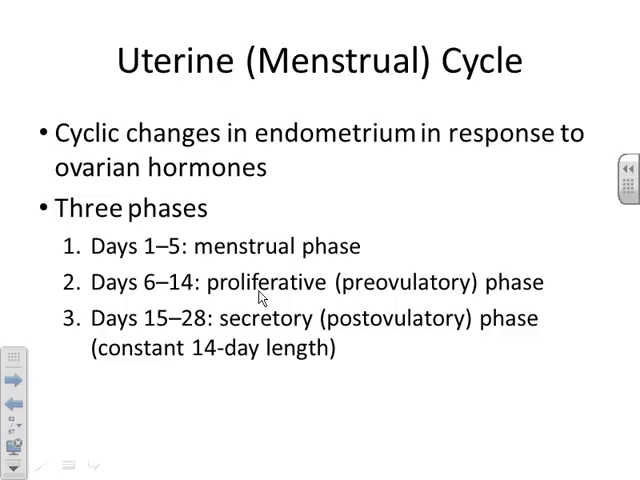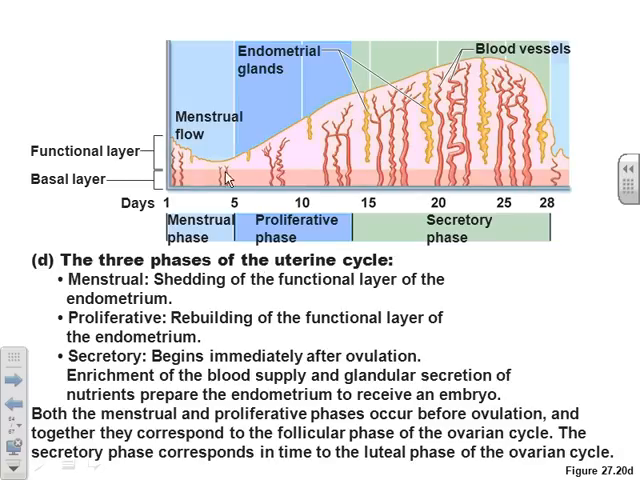From day 6 to 14, that's what we call the proliferative phase or the pre-ovulatory phase. Let's see if I can go to a picture. There we go. During the proliferative phase, that's when the lining of the endometrium begins to rise again. If we compare that to what's going on with the ovary, remember, this is where we're starting to see increasing levels of estrogen. So the higher the level of the estrogen, the thicker the endometrial lining is going to get.